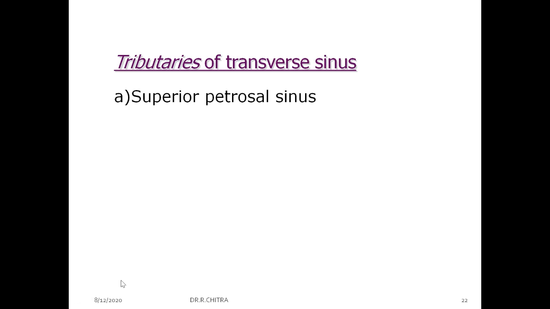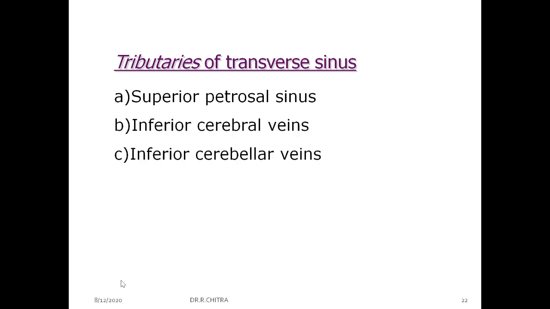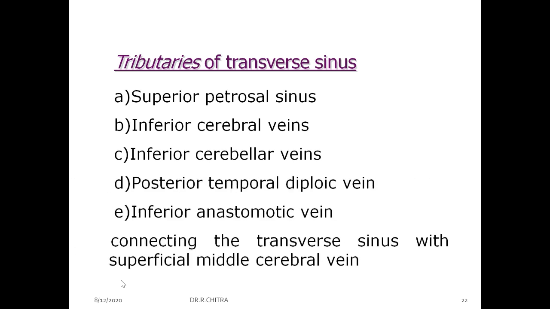Tributaries of the transverse sinus. Now, we already told superior petrosal sinus joins at the junction of this. So that is the first tributary. It is situated in the base of the cranial cavity, base of the skull. So it will be receiving inferior cerebral veins, inferior cerebellar veins, posterior temporal diploic vein, and inferior anastomotic vein connecting the transverse sinus with the superficial middle cerebral vein. So that is the inferior anastomotic vein.